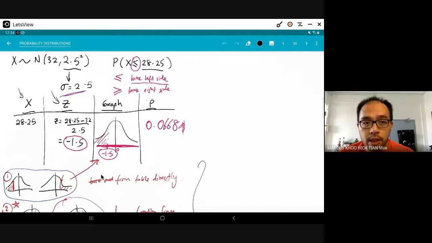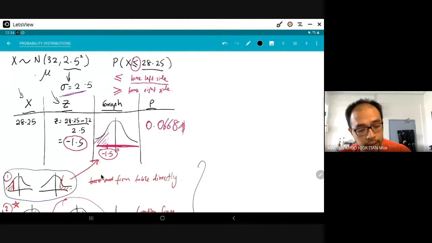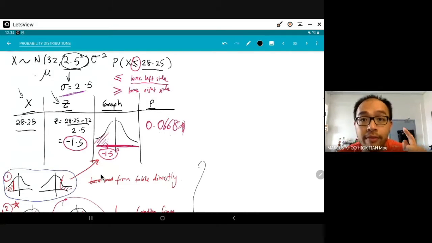Before this I already said that when we talk about normal distributions, the two important numbers are the mean, which I'm going to give the symbol mu, and the variance, which is sigma squared. Whenever we're given an x value, we can convert the x value into a standard value z because we want to use the table.